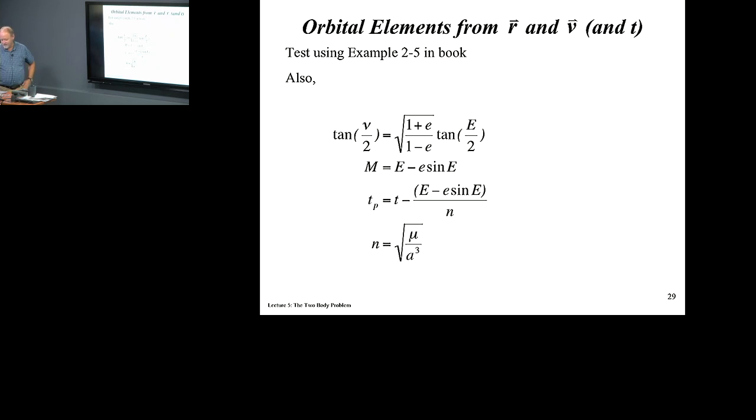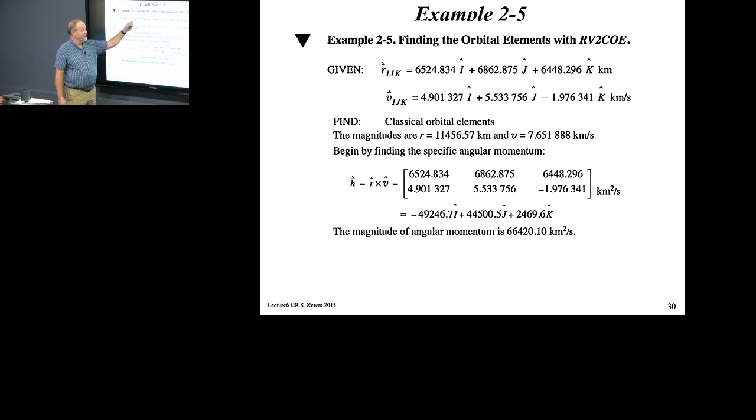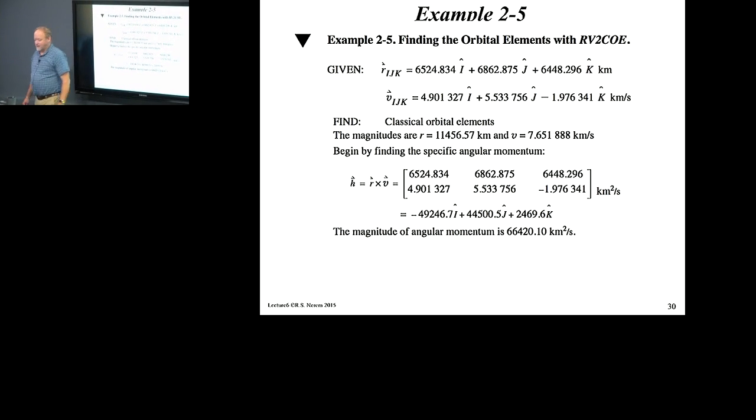And then also these equations here. Then you code all that up, and then you have an example in the book. So here's the example that Vallado has. Again, you're starting with a position and velocity, and these are in the inertial frame. So again, Vallado is using IJK for the inertial frame.